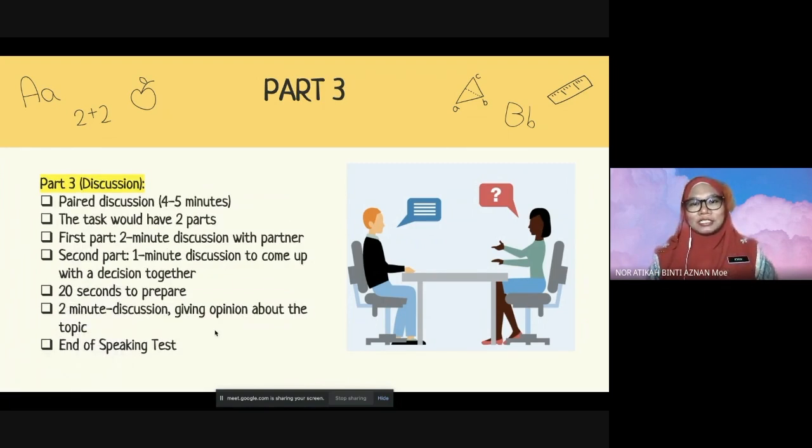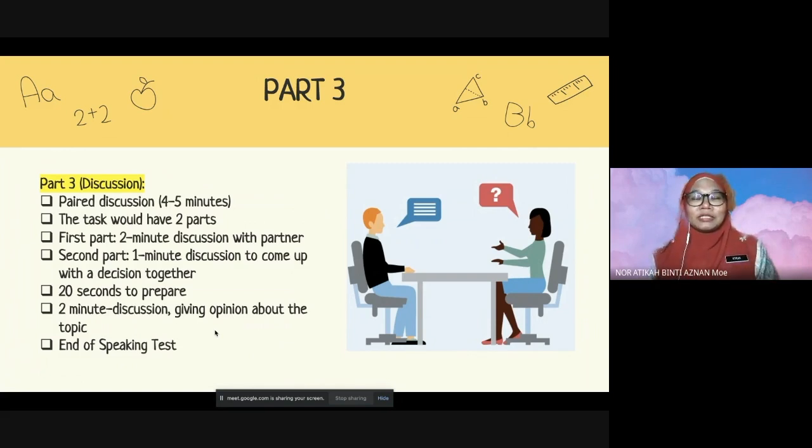Part 3 is a discussion. Well, this is a bit more challenging, where candidate A and candidate B, they will have a paired discussion for 4 to 5 minutes. And the task will have 2 parts. The first part is a 2-minute discussion with the partner. You will be given a topic to discuss, maybe an issue. For example, homeschooling. The topic will be homeschooling or a current issue which is related to you.